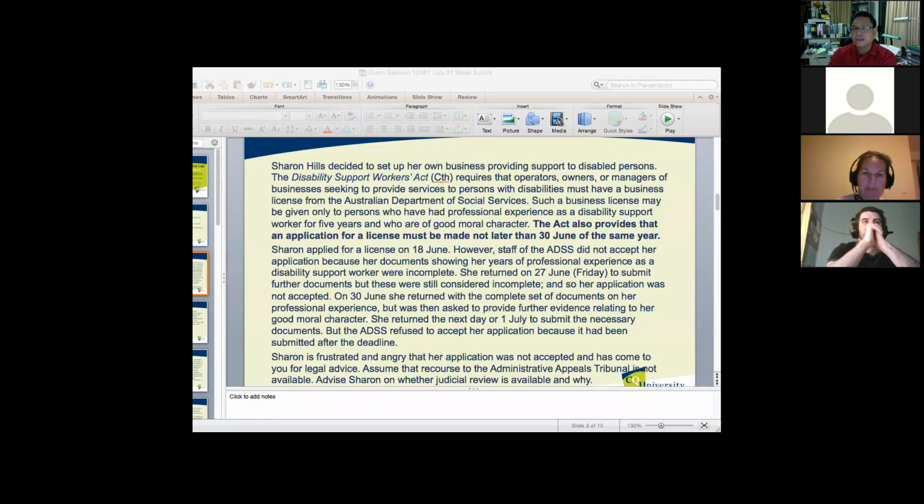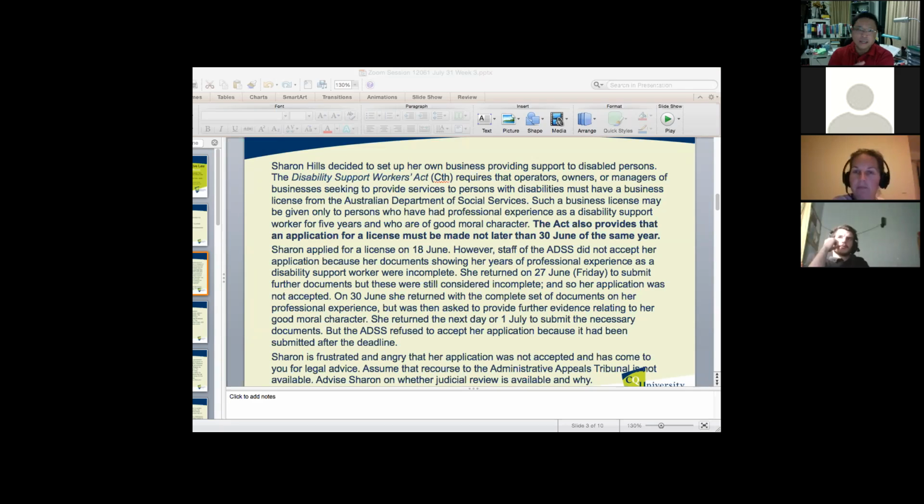Now, the crucial point here is that, among others, the decision must have been made under an enactment, or the decision must have been made by a Commonwealth authority or officer of the Commonwealth. In other words, if a decision is not made under an enactment, then it cannot be subject to judicial review under the Administrative Decisions Judicial Review Act.